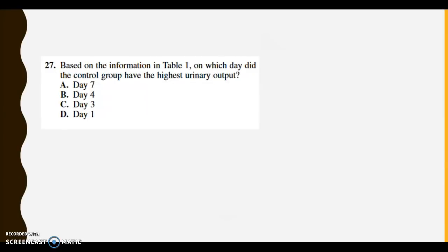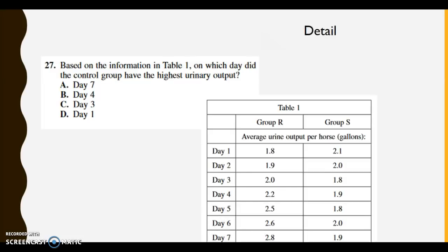Question 27. Based off the information in Table 1, on which day did the control group have the highest urinary output? This is a detail question. So if we bring our table up again, our control group is the group that received the placebo, Group S, and the highest urinary output happened on day 1. So our answer is D.